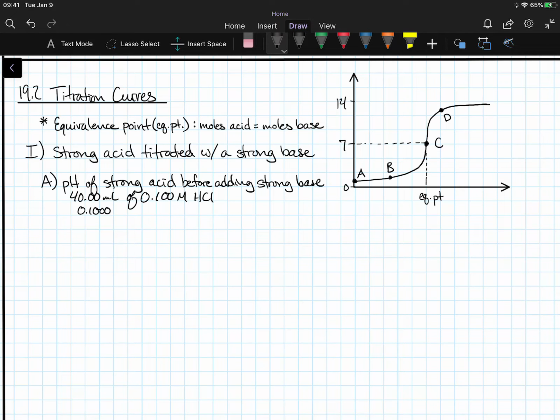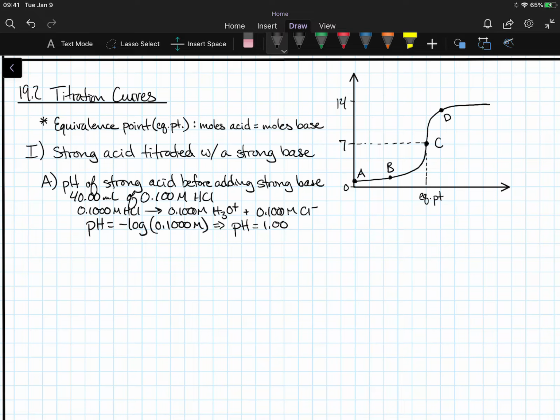If we just think of 0.100 molar HCl, that's going to dissociate completely into 0.100 molar H3O+ hydronium and 0.100 molar Cl-. In this case, the chloride's not going to do anything, so we're just not going to worry about that at all. So our pH is only dependent on the hydronium ion concentration, so that's just the negative log of 0.100 molar, and we end up with a pH of 1.